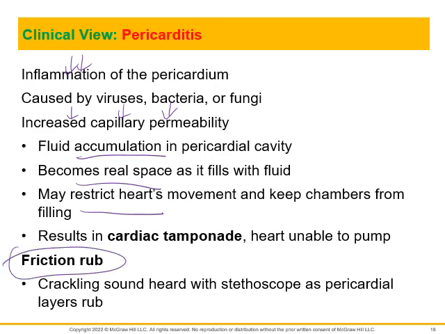We can also have friction rub. So sometimes the pericardial layers will kind of rub together, especially if there's any sort of inflammation, and you'll hear a crackling sound when somebody is breathing in and breathing out.